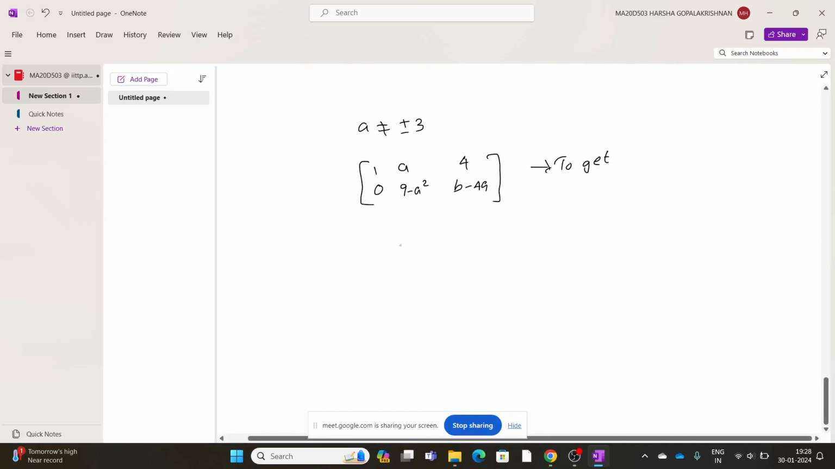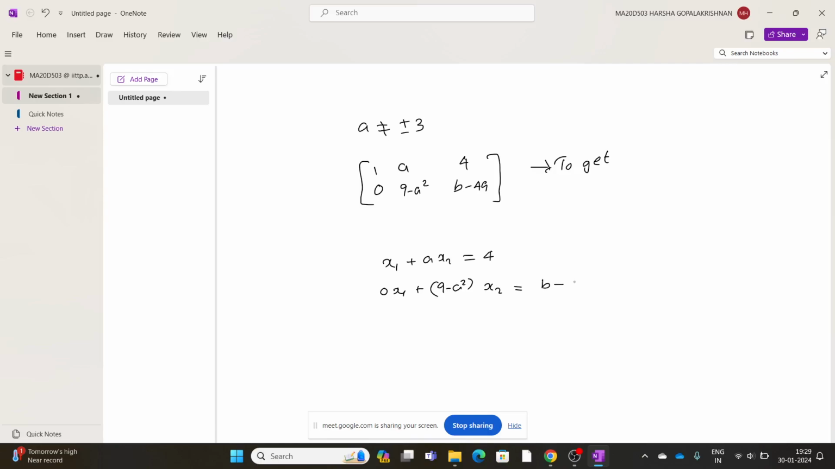See why we are saying it should not. What is our equation now? x1 plus a x2 equal to 4 and 0x1 plus 9 minus a square, this is a non-zero value, correct? x2 equal to b minus 4a. Since 9 minus a square is non-zero, we can say x2 equal to b minus 4a by 9 minus a square. Otherwise, this division is not possible. Okay, that is why we are saying 9 minus a square should not be equal to 0. That is, a should not be equal to plus or minus 3.